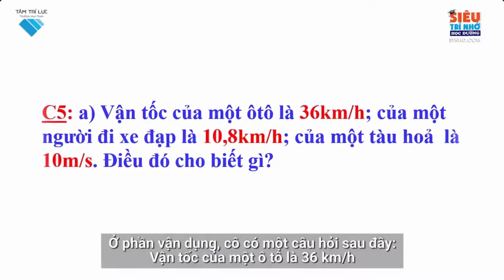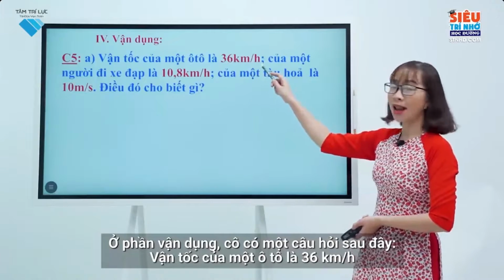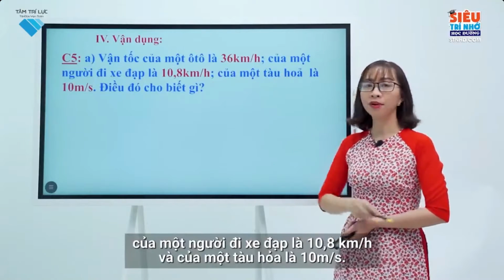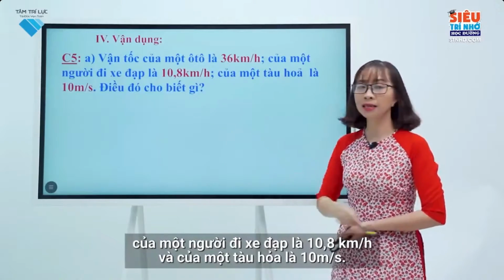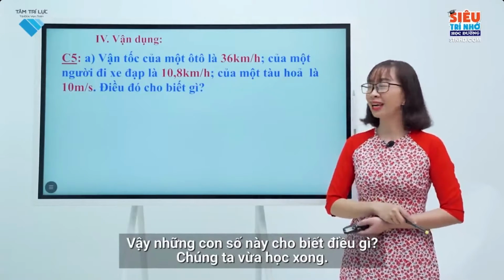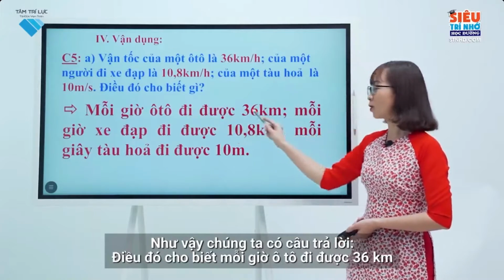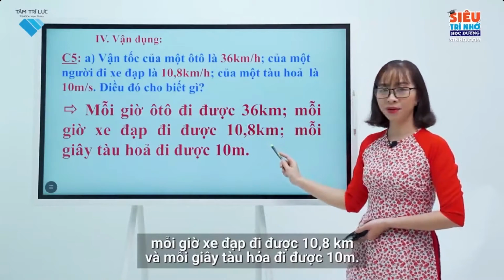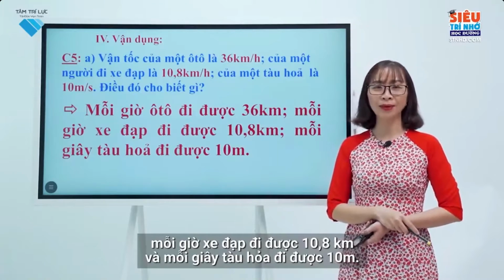Let's go into the application part. In the application part, I have the following question. The speed of a car is 36 kilometers per hour. A biker is 10.8 kilometers per hour. And a train is 10 meters per second. So what do these numbers indicate? We have just learned, so we have the answers. This indicates each hour a car can go 36 kilometers. Each hour a bike can go 10.8 kilometers. Each second a train can go 10 meters.